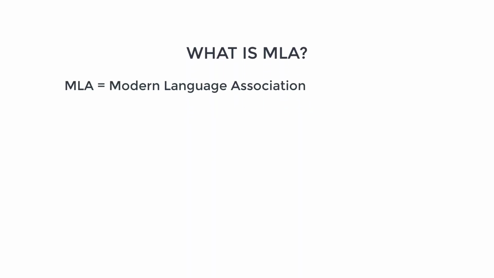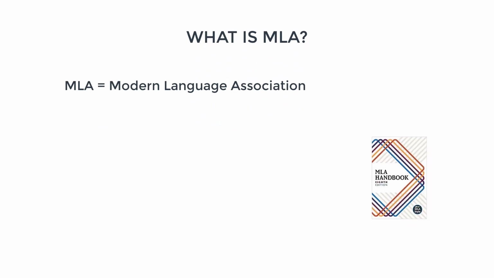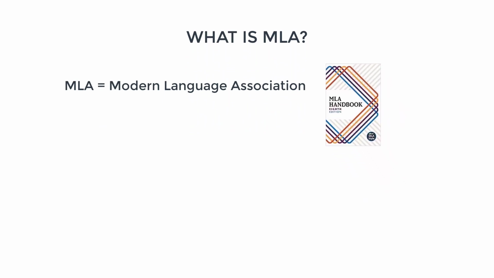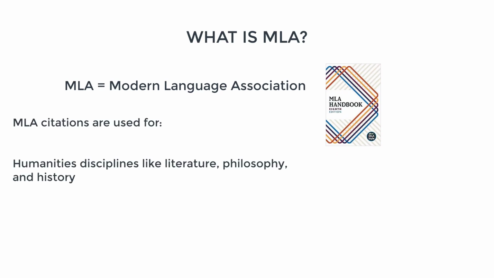MLA stands for the Modern Language Association. This organization puts out a style manual that gives guidance on both writing and citing papers, and is popular in research and writing in the humanities disciplines, such as literature, philosophy, and history.